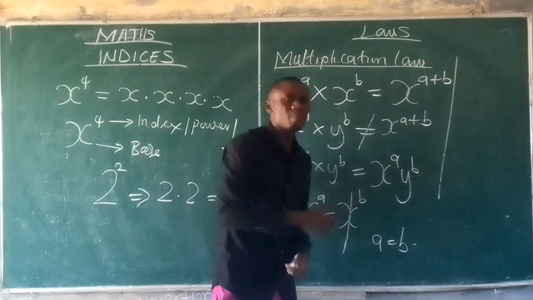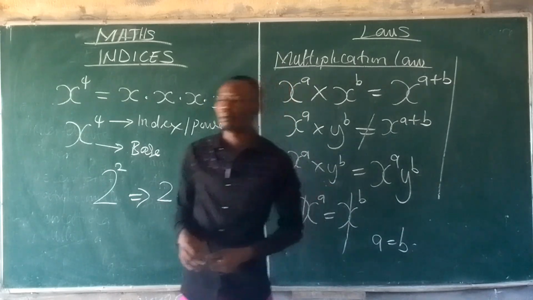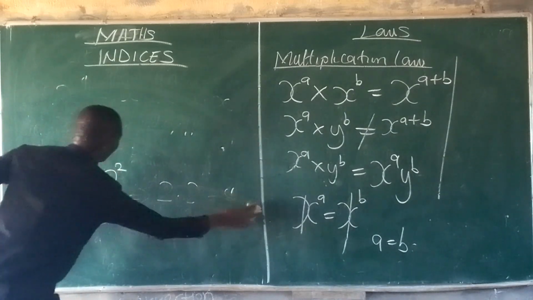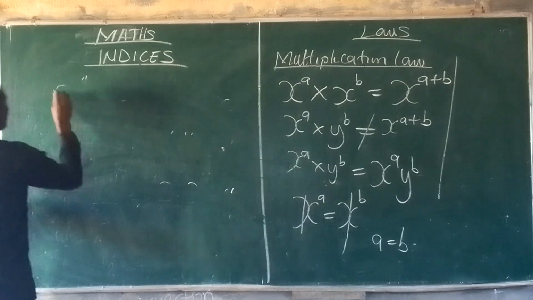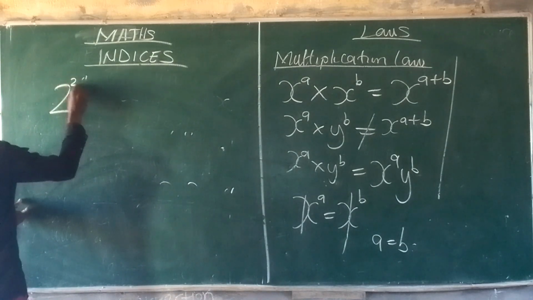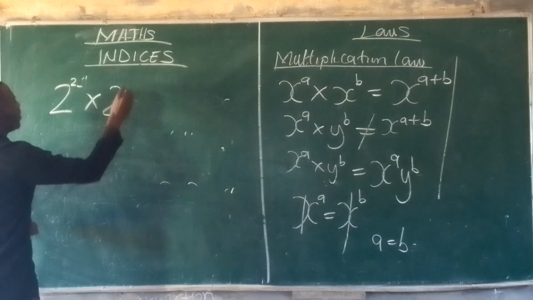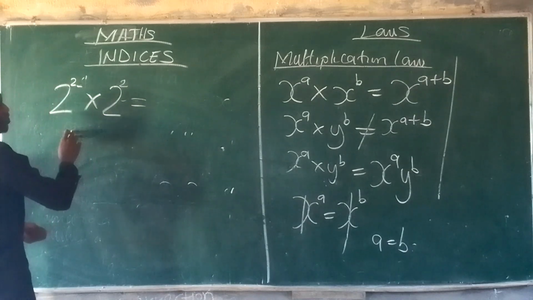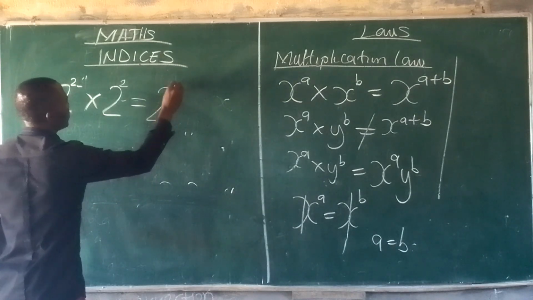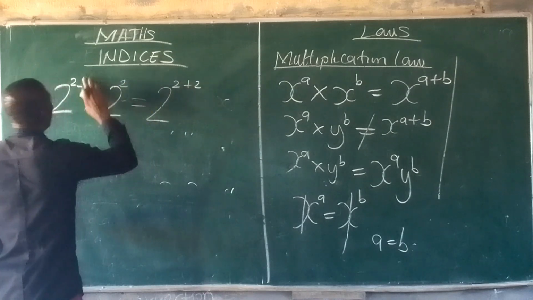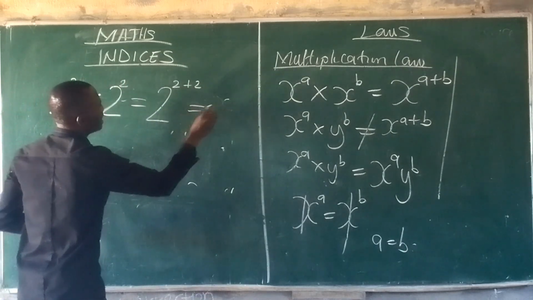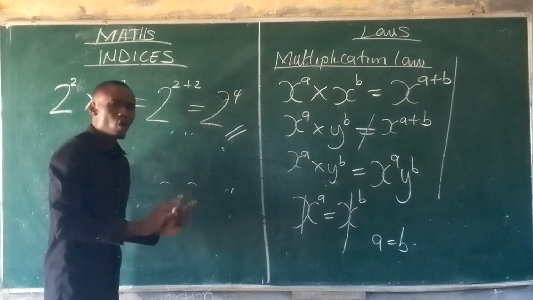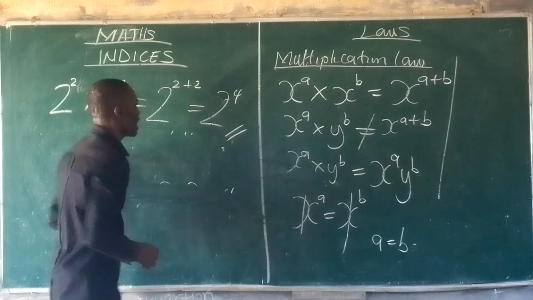Now let's see what we're going to do with these illustrations that we've made on the board. Let's pick up the first one. Maybe we say 2 raised to the power of 2, multiplied by 2 raised to the power of 1, or let's say 2. Then this means that we have 2 raised to the power of 2 plus 1. See that? You're adding the indices. And is this not 2 raised to the power of 3? So, you understand what I did? Alright. Now, let's go to the next one.